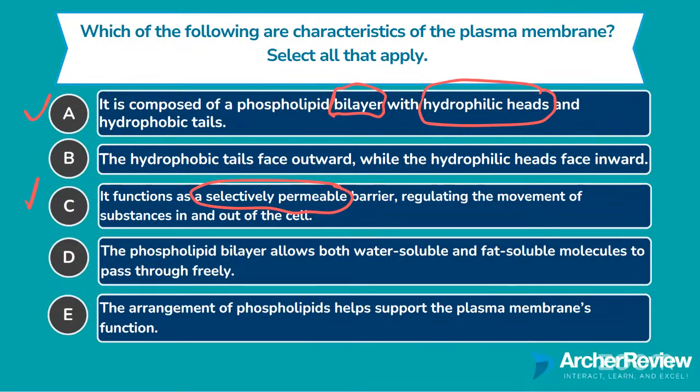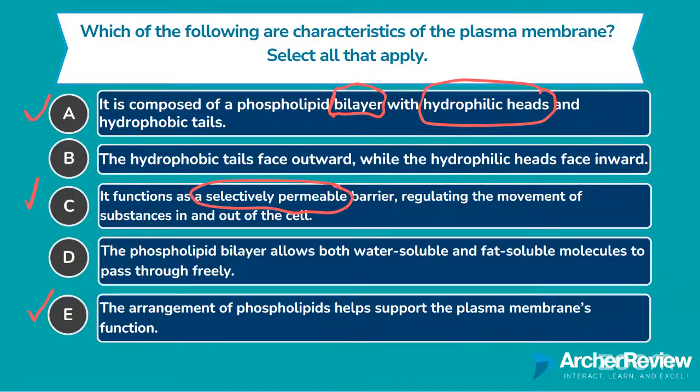All right, our final one that was correct was E. The arrangement of the phospholipids helps support the plasma membrane's function. Now, one of the big, broad ideas in biology, in anatomy and physiology, really in health in general, is that structure supports function. So pretty much any of the structures that we will talk about, whether it's an anatomy webinar or a biology webinar, is how does the structure support the function? So anytime you see that, that is certainly always a true situation. Structure supports function.